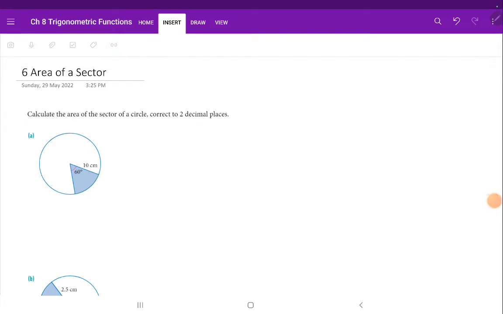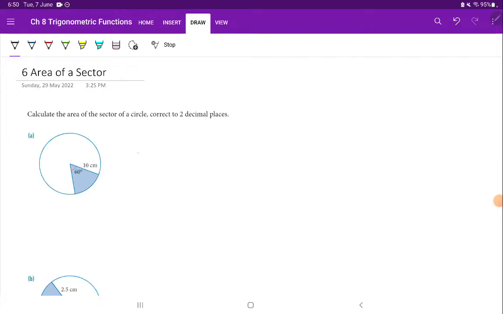Alrighty, so now we're going to be looking at calculating the area of a sector, correct to 2 decimal places, once again. Just as a reminder, area of a circle, area equals pi r squared, but since we're only interested in a section of it, we're going to multiply this by the appropriate thing. So in this case, it's going to be theta degrees over 360 times pi r squared.